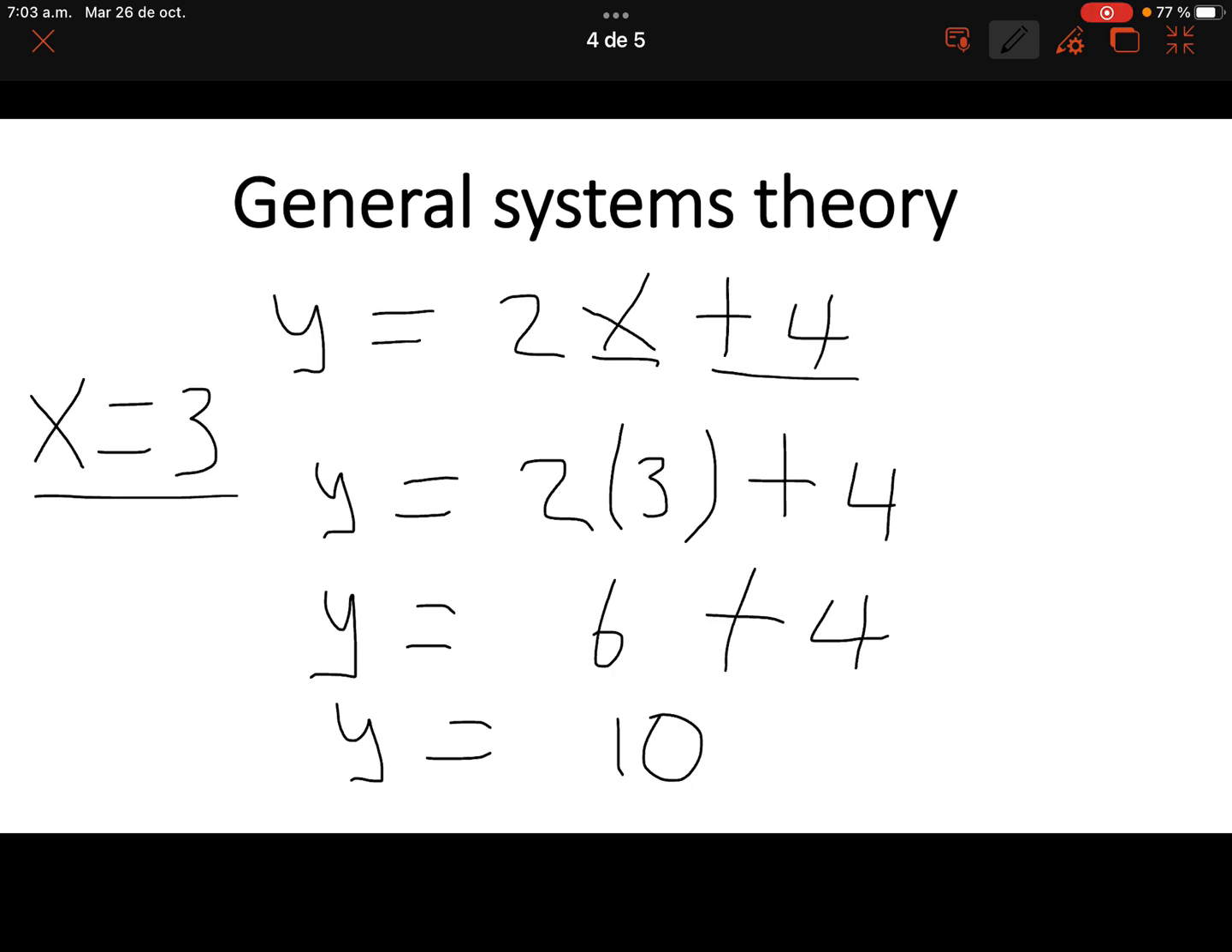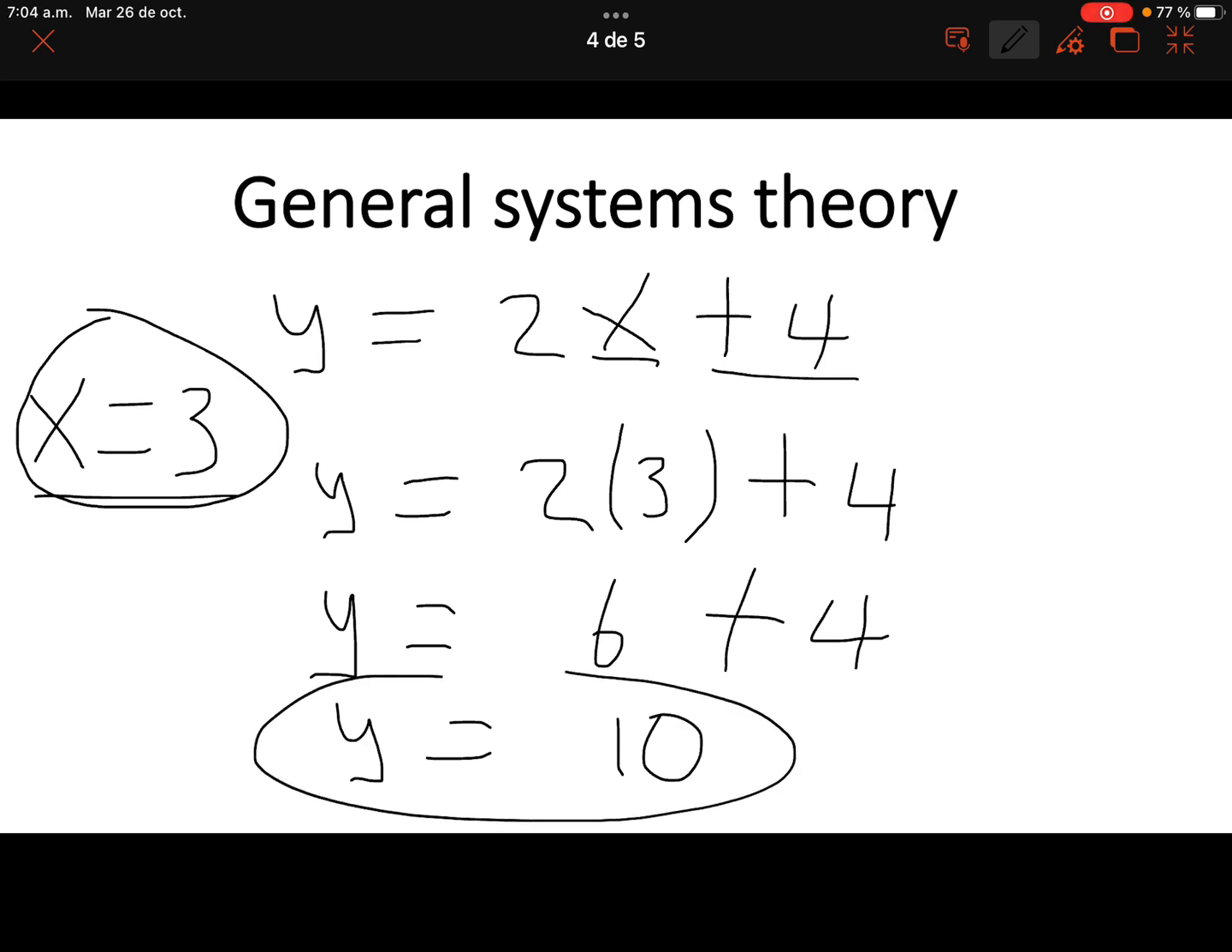x is independent because you, as a researcher, can provide the value for x, and depending on the x value, you can have a specific value for y. Then, in other words, we can say that x is the input because we provide the value. We put the x value in the equation, and then we have an output. In this case, the output is y, because depending on the input x value, we have a specific y value.